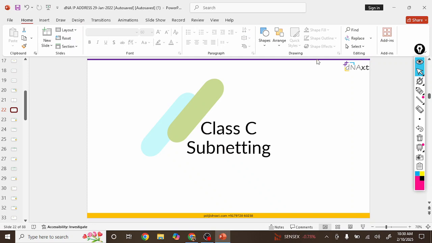We are going to discuss the topic Class C subnetting. Before we start with Class C subnetting, let's discuss what subnetting is. Subnetting is basically breaking down your major network into small subnetworks. We are breaking down the main network into different subnetworks according to the requirement of our architecture.